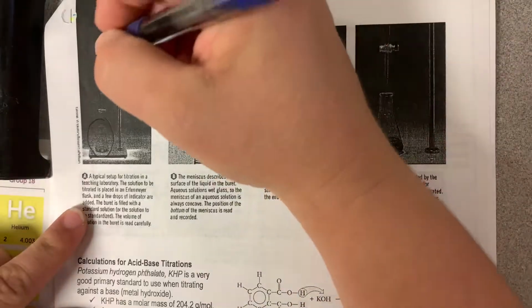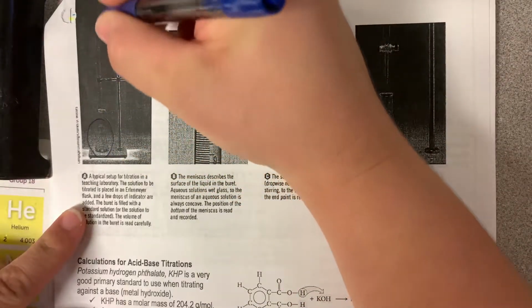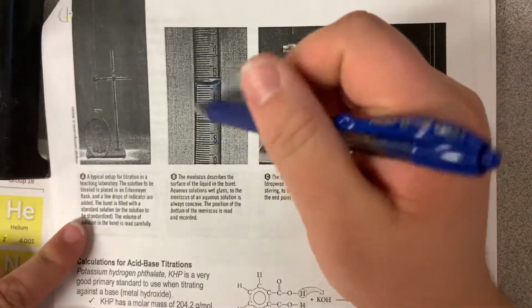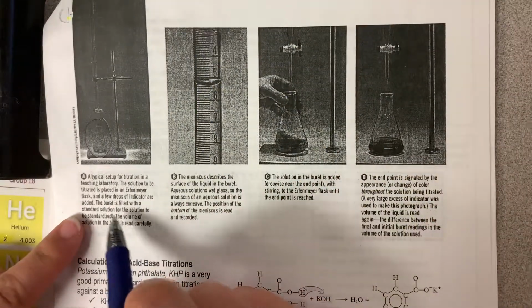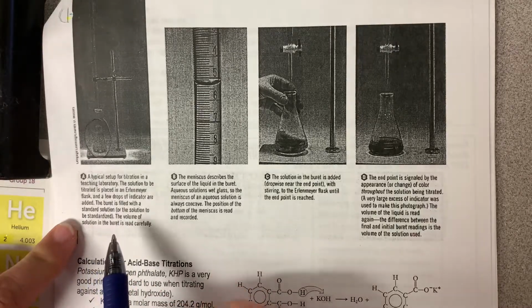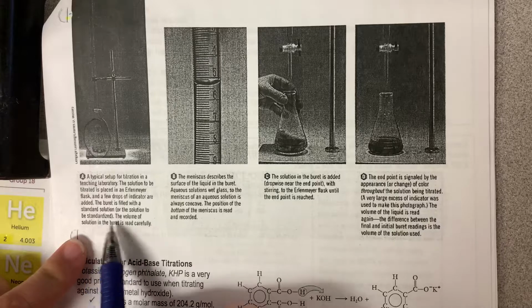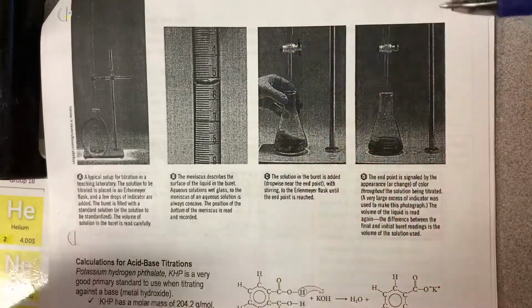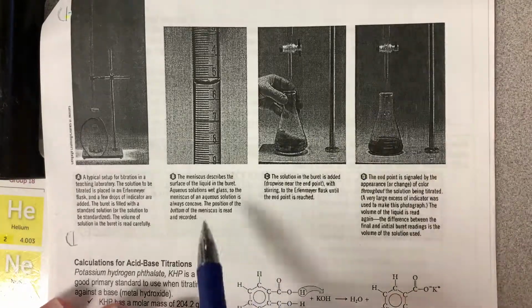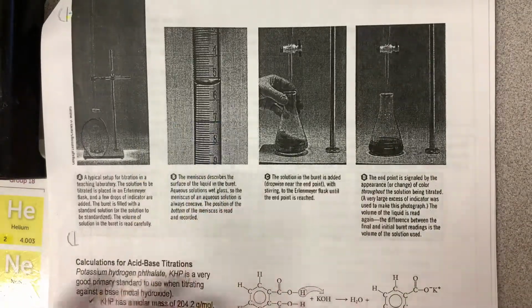The burette, okay, the burette is this very long piece of glassware. It is very, very accurate. It's got several graduations on it. It's filled with a standard solution or whatever solution needs to be standardized. Okay, so the volume of the solution in the burette is read very carefully, almost down to the minuscule of a milliliter. Okay, the meniscus, remember, read the bottom of the meniscus.